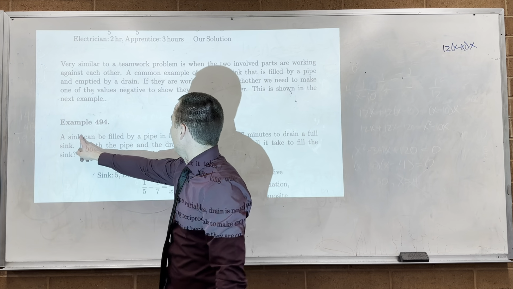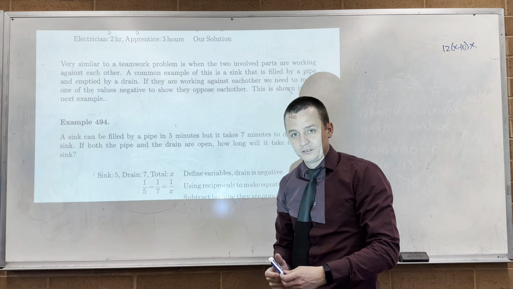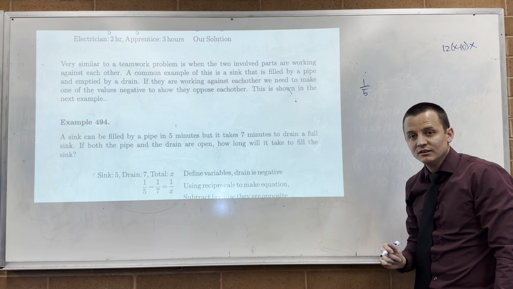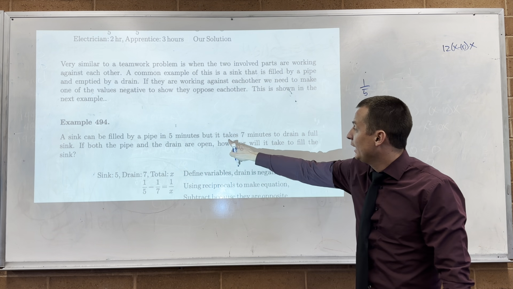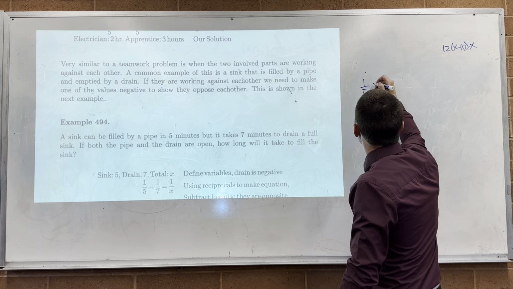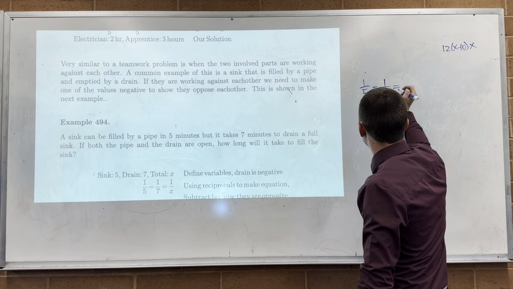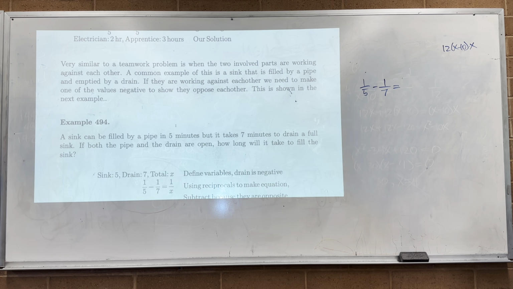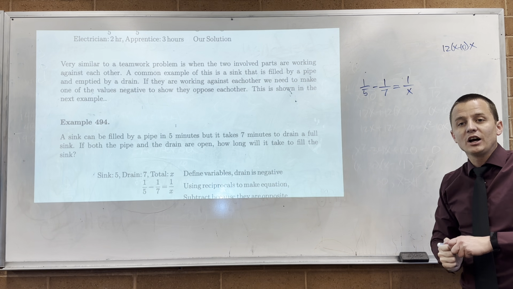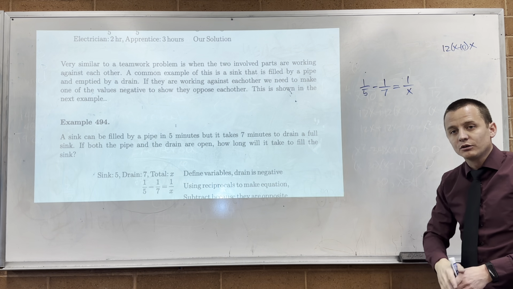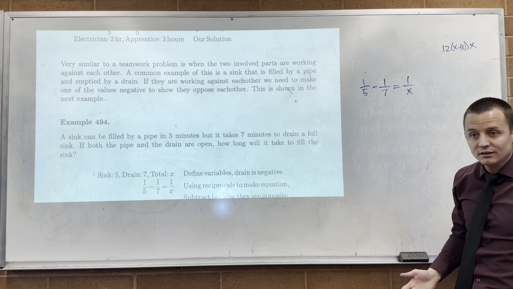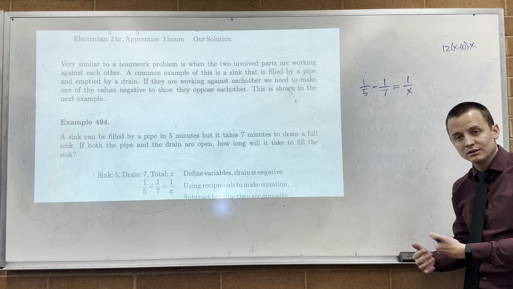So here's the example. A sink can be filled by a pipe in 5 minutes. So my rate is I can fill one sink every 5 minutes. But it takes 7 minutes to drain a full sink. So if we unstop the drain, we are subtracting one sink every 7 minutes. Question: how long does it take to fill the sink? Because I got the sink filling up faster than it's draining. So I've got the sink on full blast, but I've also got the drain running. How long does it take to fill the sink?